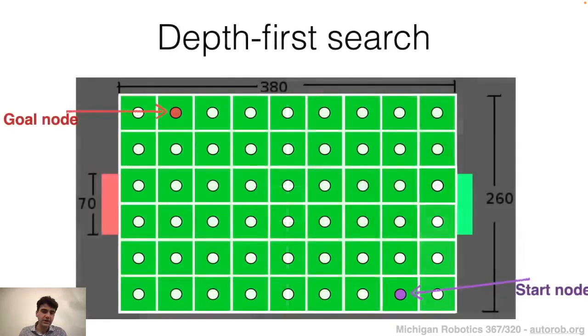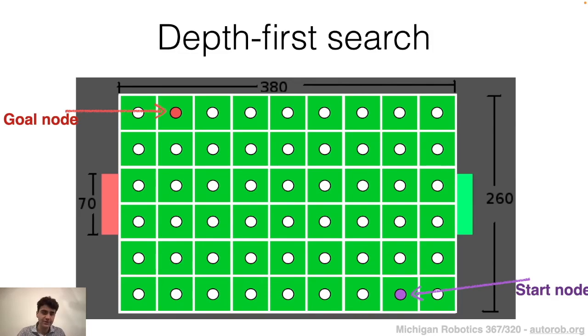With this framework in mind, now let's step through an example of depth-first search in this soccer field example. In particular, let's say that the start node is represented in the lower right-hand corner by the purple graph node, and the goal node is in the upper left-hand corner at the orange graph node.